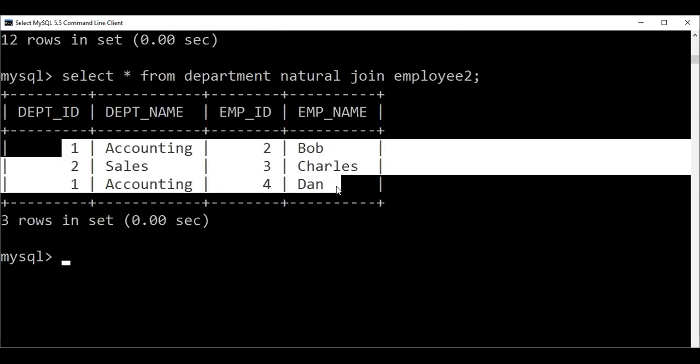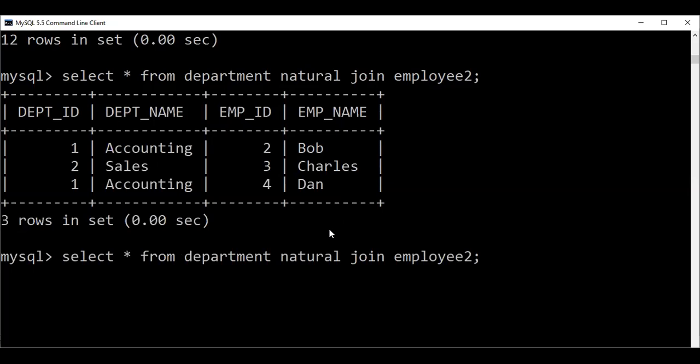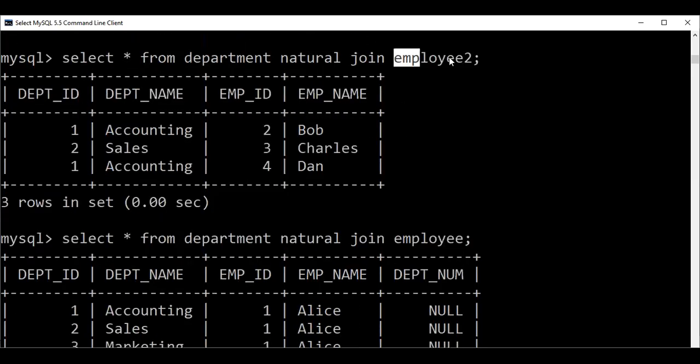But if you apply the same natural join with employee 2, it will not work. You can see it is giving simply all possible combinations, because there is no common attribute between department and employee 2. I wrote department natural join employee 2, and department natural join employee. Why is it giving different data? This is not accepted at all because there is no common attribute. Nothing is common: these are employee attributes, these 2 are department. Where is the common attribute?